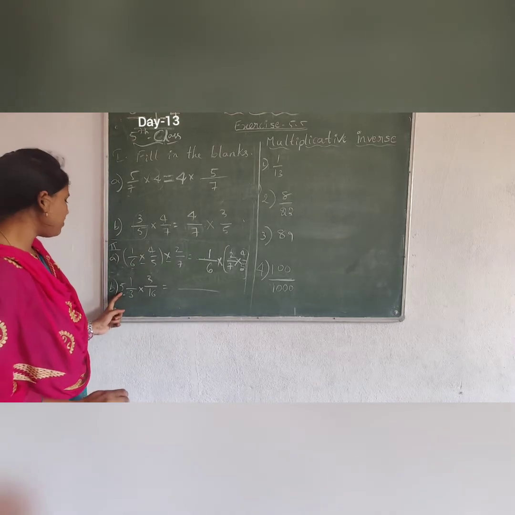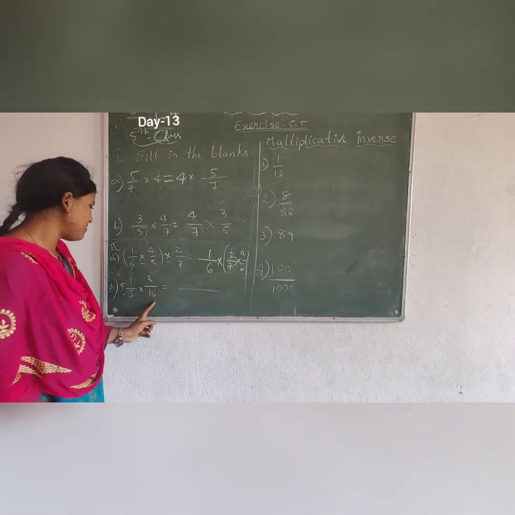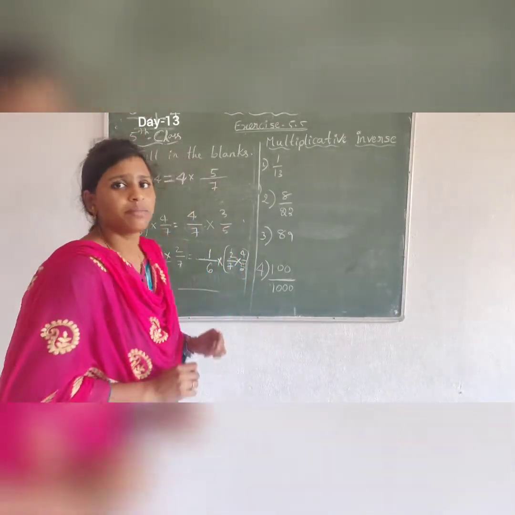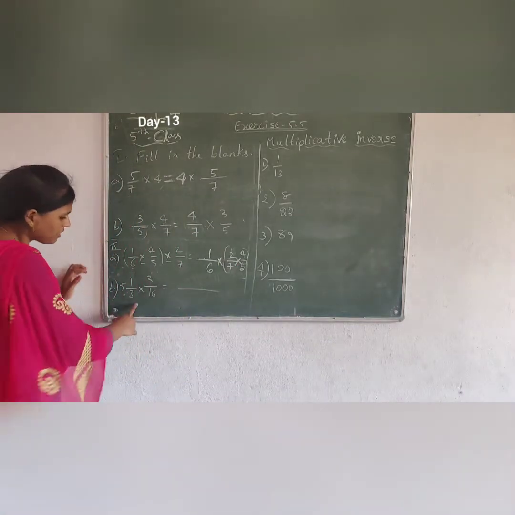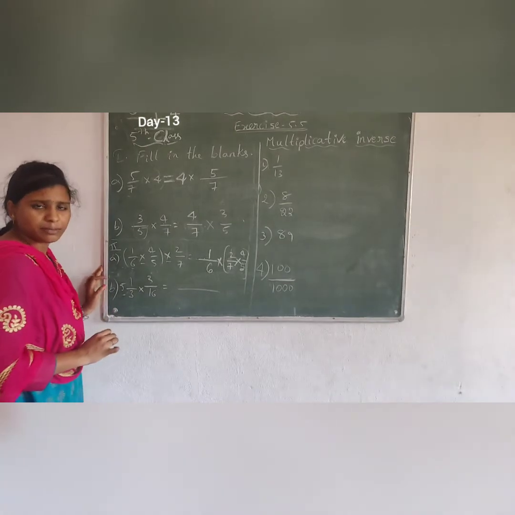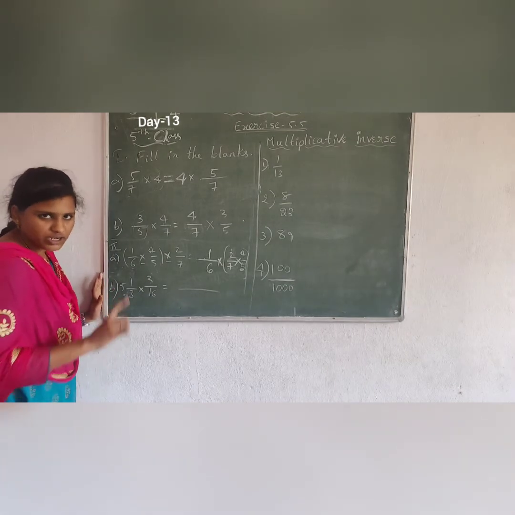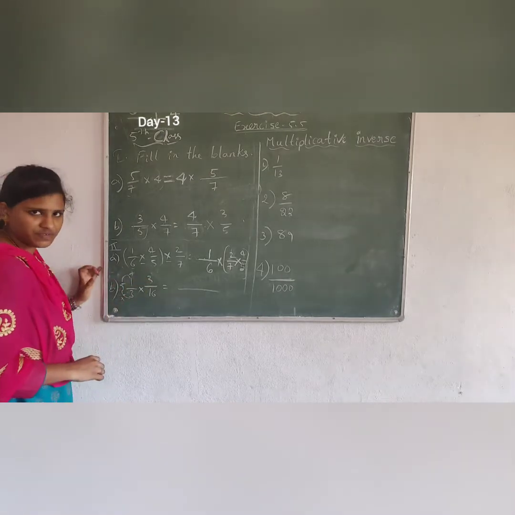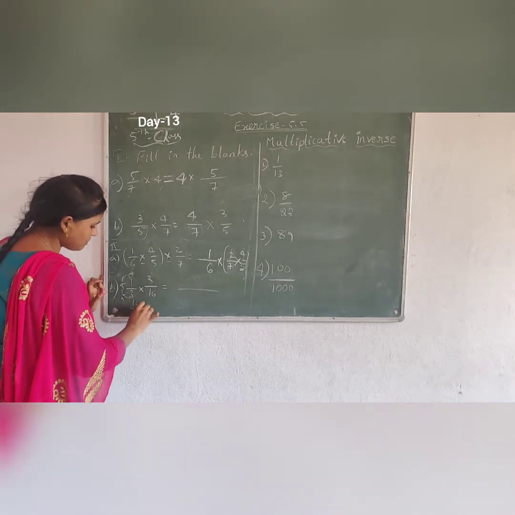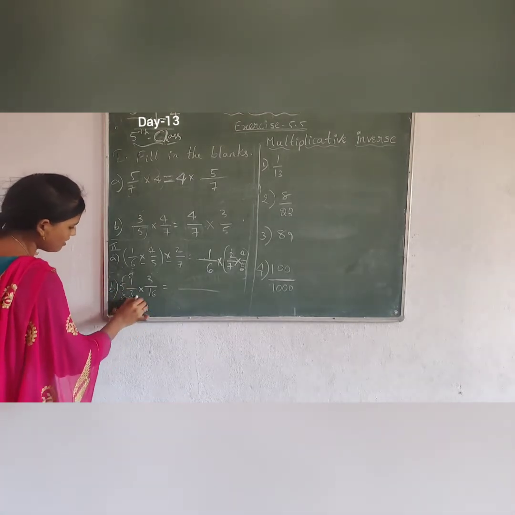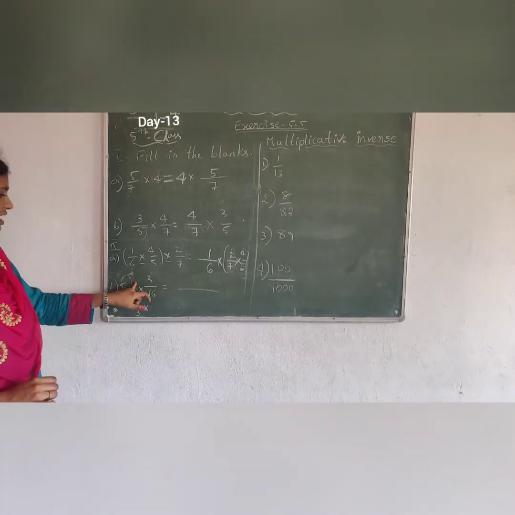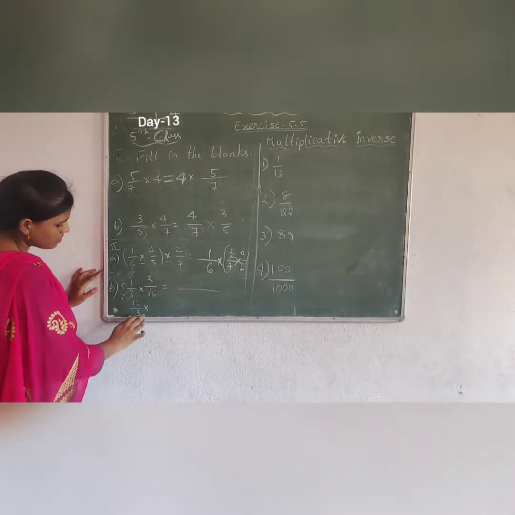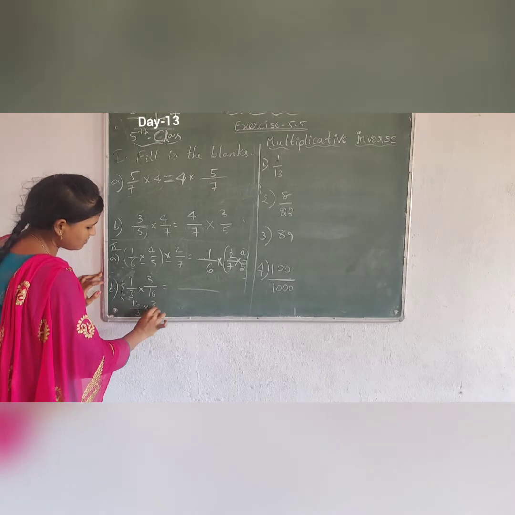Let's see here. 5 and 1 by 3 into 3 by 16 equals how much? I told you this type of multiplication in the last class. I am telling once more. What is the fraction it is? A mixed fraction, right? So multiply these two numbers and add this number. 5 times 3 is 15, 15 plus 1 is 16, so 16 by 3 into 3 by 16.